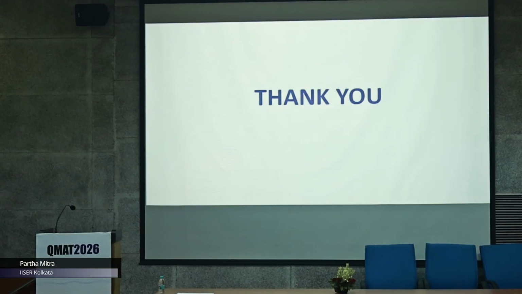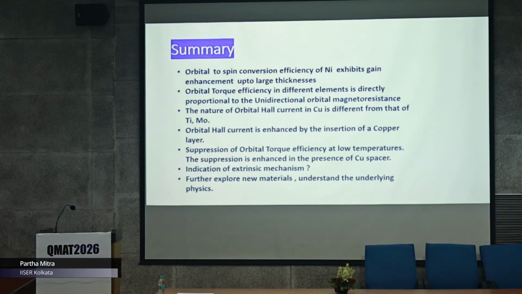The second important result was that the orbital torque efficiency in different elements is directly proportional to the unidirectional magnetoresistance, the XX and XY channels. They seem to follow a trend with each other. They are not independent. And of course, the nature of the orbital Hall current in copper is very different from the other counterparts, titanium or molybdenum, even though they are in the same band in the periodic table.